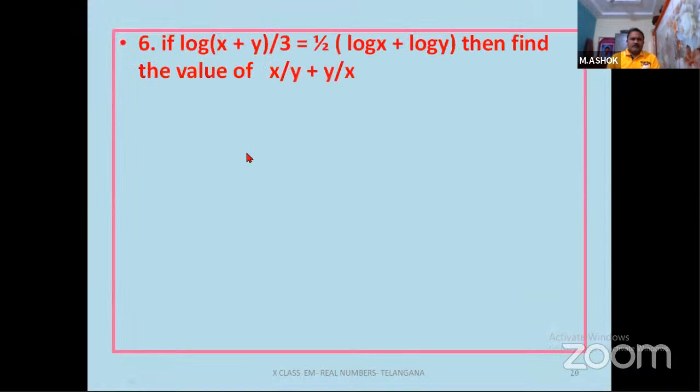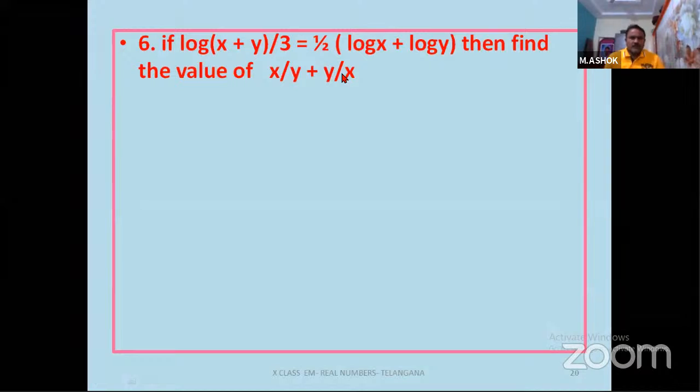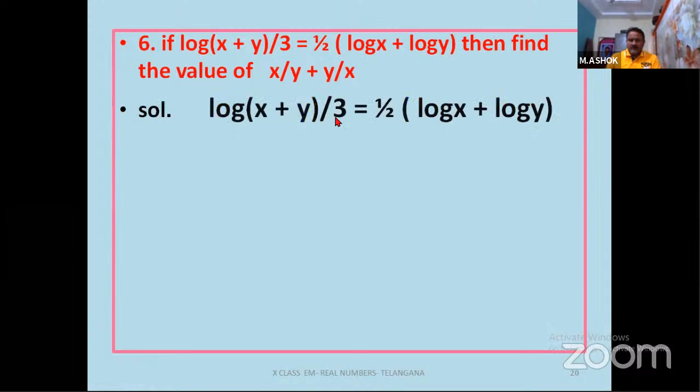Look at the sixth question. If log of (x plus y) by 3 is equal to 1 by 2 into bracket log x plus log y, then find the value of x by y plus y by x. So you have to simplify and find the value of this one. Look at here how I am doing.